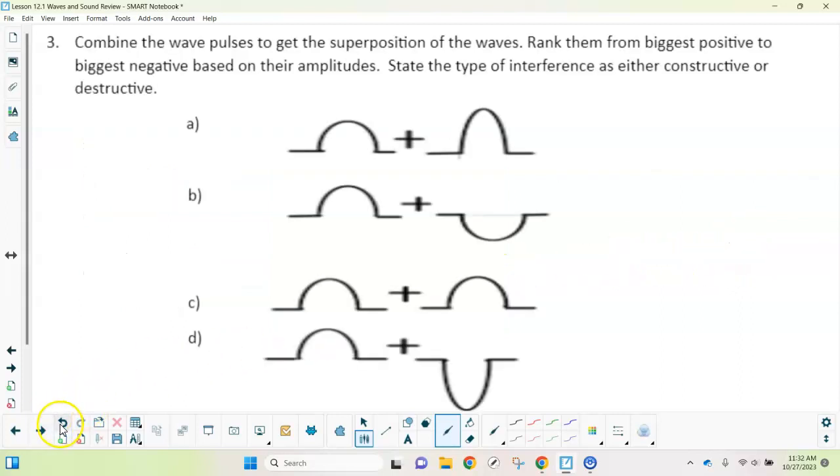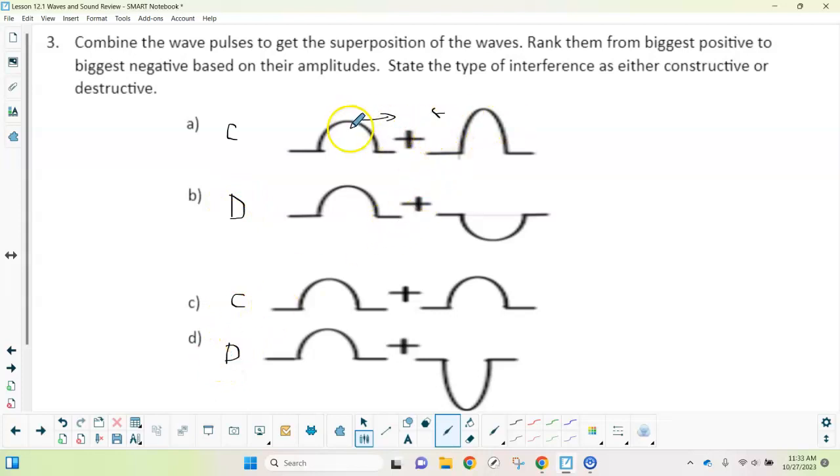All right. For the next one, this is talking about superposition. These two wave pulses are going to move towards each other and overlap in all these cases, A, B, C, and D. We're going to rank them from the biggest positive to the biggest negative in terms of their amplitude. It also says to state the type of interference: constructive versus destructive. Constructive, they add together to make it bigger. So A, they're going to add together to make bigger. C is also going to be constructive. Destructive interference occurs when they add together and make a smaller wave, so they're reducing each other.